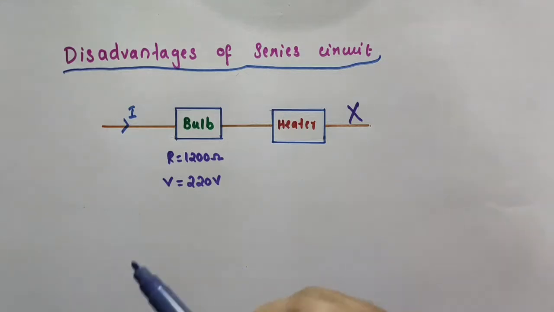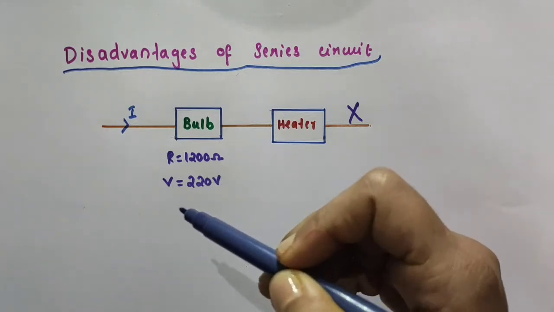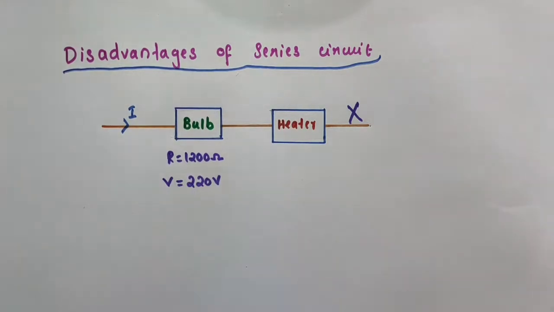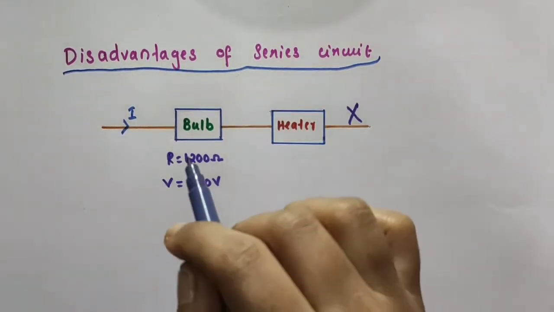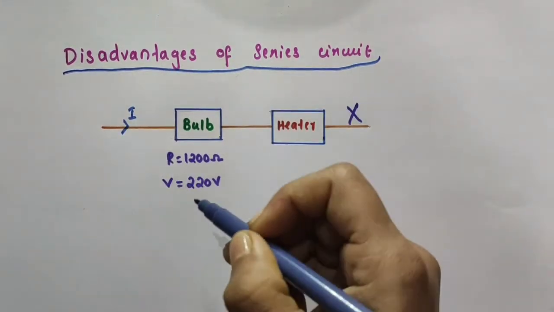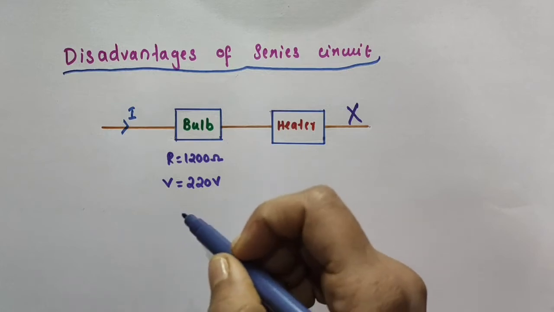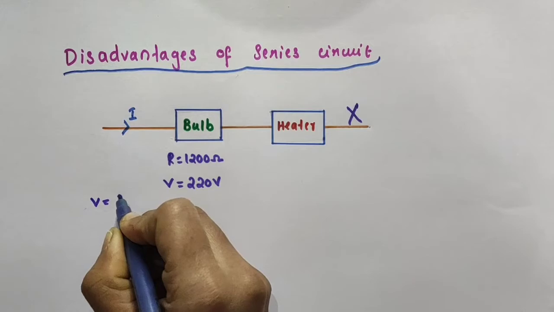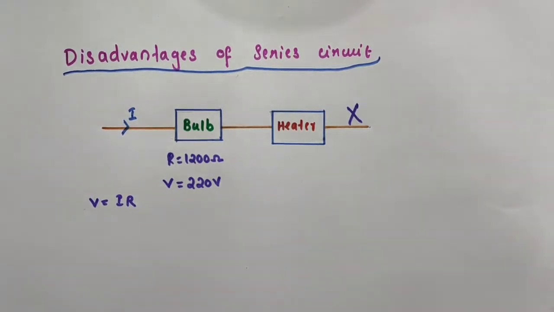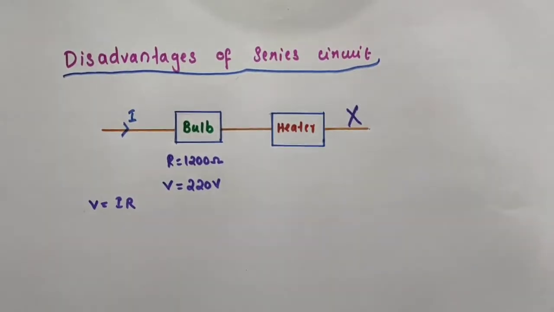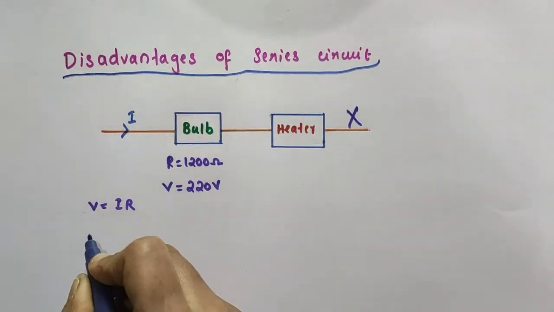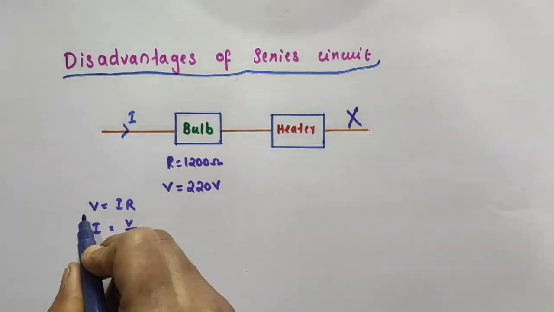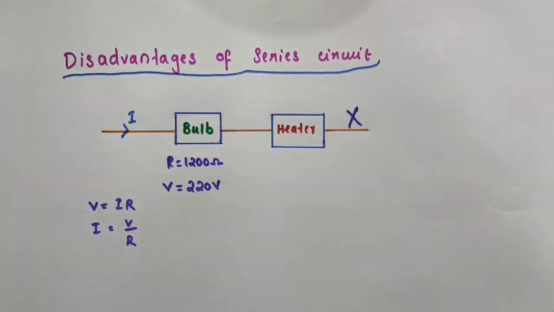If we connect this electric bulb in our home, how much current will the bulb draw? We have V as 220 volt and the resistance of the filament of that bulb as 1200 ohm. So how much current will this bulb draw when connected to this voltage source? From Ohm's law, V is equal to I into R, at a constant temperature. By rearranging this expression, we can write I as V divided by R. When I take this R to this side, it goes to the denominator. So I is equal to V by R.